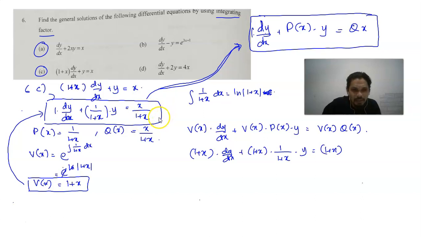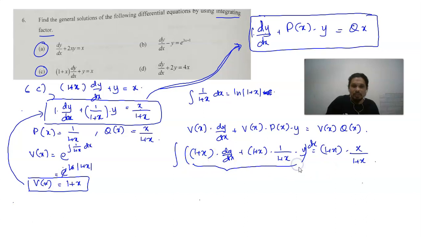Okay, wait a minute. P(x) is 1 over x, and also Q(x) is here, multiplied with x divided by 1 plus x. Okay, so the integral of everything here with respect to x. Actually, these all are the result of the derivative of (1 plus x) multiplied with y.